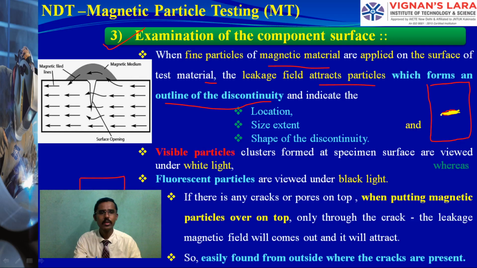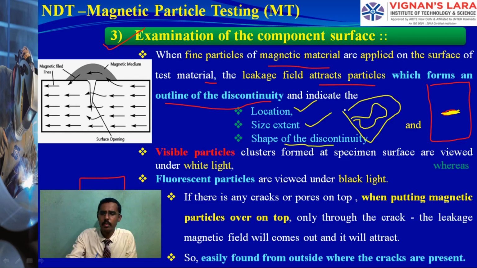So all the information we are gathering comes from the formation of the red crack. Maybe visible particles clustered and formed at a specimen surface are viewed under white light. Maybe fluorescent particles are viewed under the black lights. So there are two kinds.